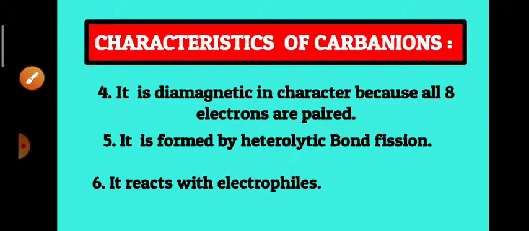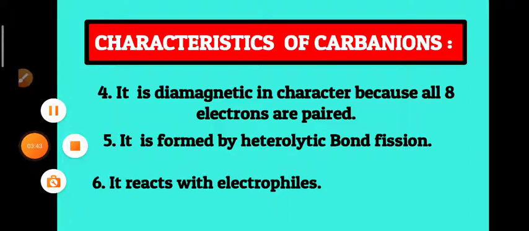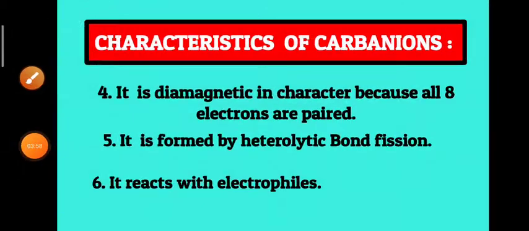And the fourth point is that the carbanion is diamagnetic in character because all 8 electrons are paired. So in a carbanion unpaired electrons are not present. So that's why carbanions are diamagnetic in nature. The fifth point is that it is formed by heterolytic bond fission.